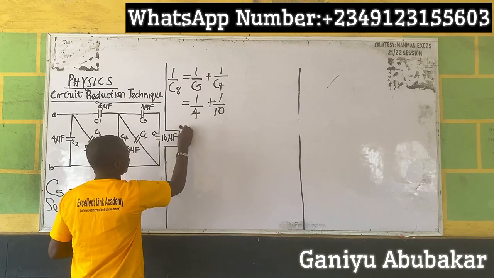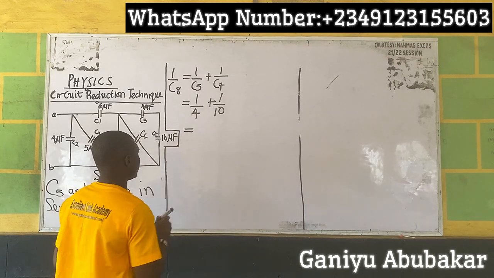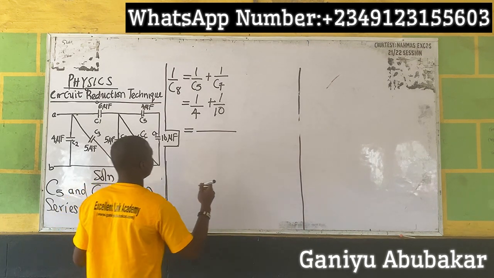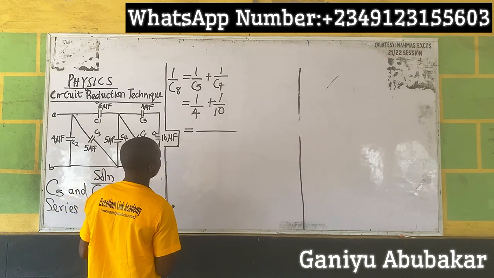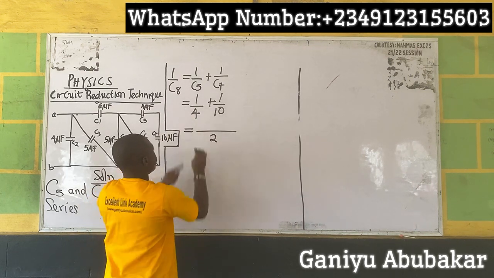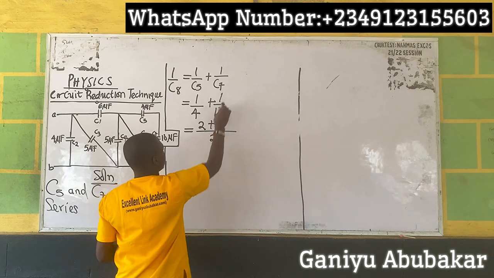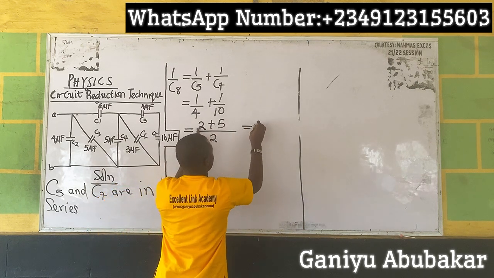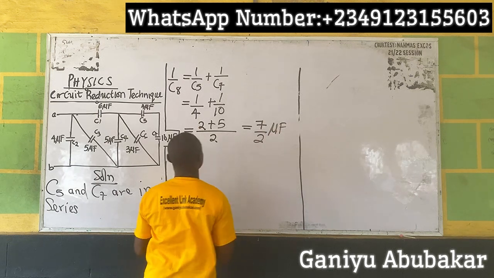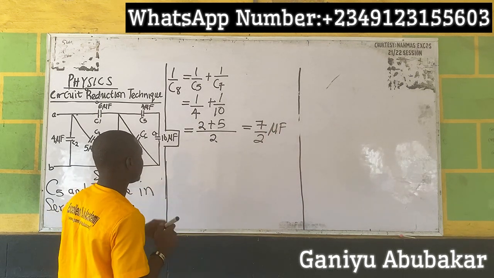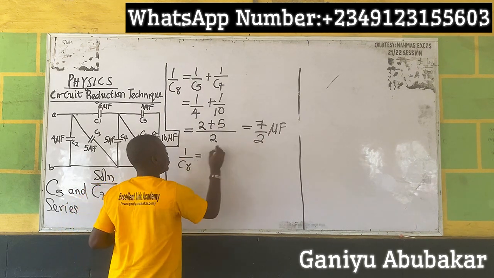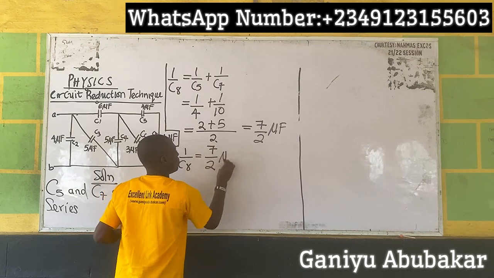The task here is to get your LCM. Let's use 20. 20 in 4 gives you 5 times 1 gives you 5, and 20 in 10 gives you 2. This gives you 7 over 20 microfarad. So 1 over C8 is equal to 7 over 20 microfarad.